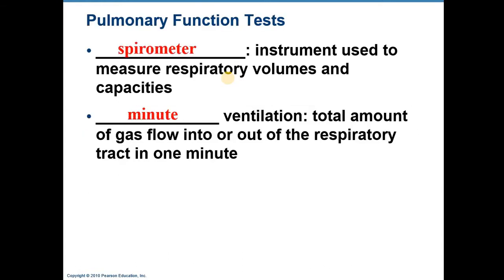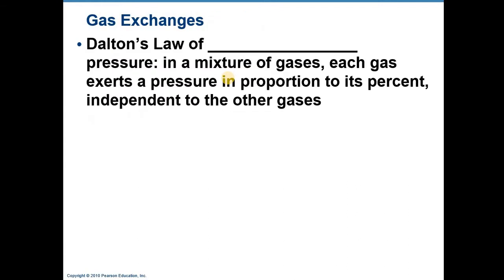Pulmonary tests that you can use to test your lung capacity or test breathing would be using a spirometer, and that's an instrument used to measure the volumes, and then simply doing minute ventilation, counting somebody's respiratory rate, the amount of gas moving in and out in 1 minute. Some people do it for 30 seconds and multiply it by 2. And that's 1. The chest moving up and down is 1. Up and down is 2. And that's how you would do proper breathing rates.